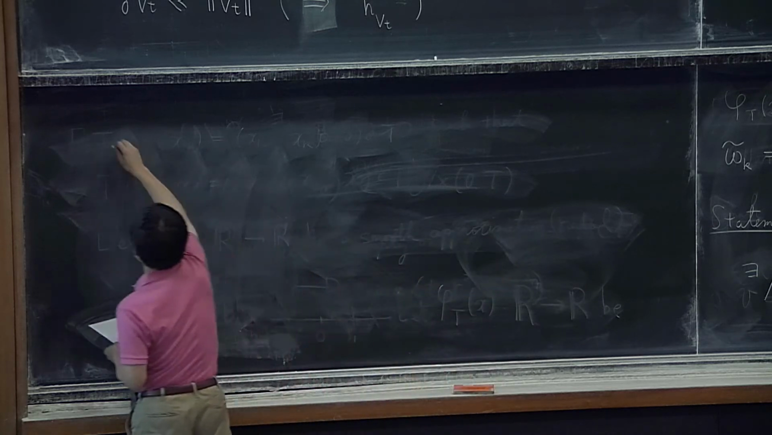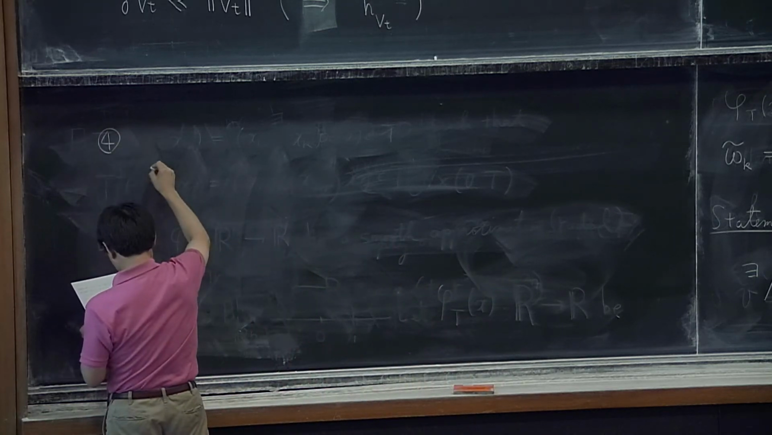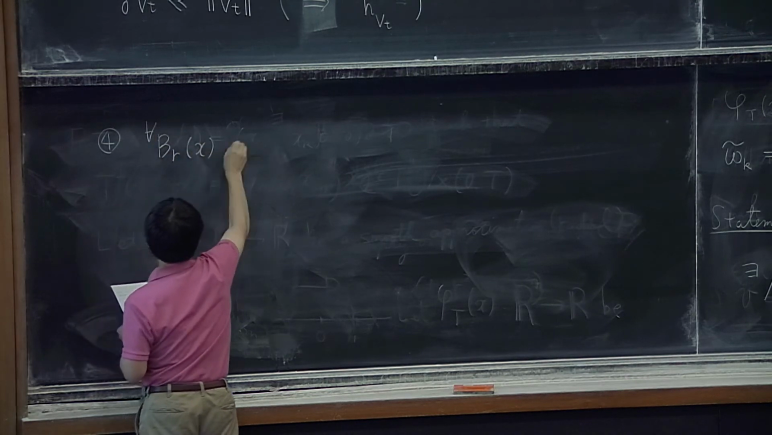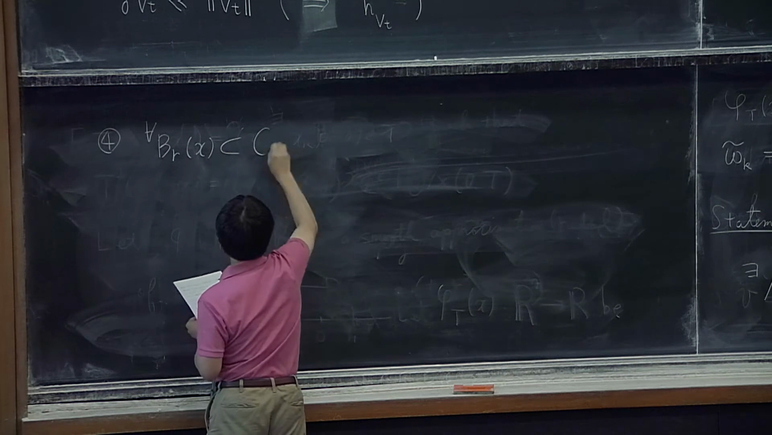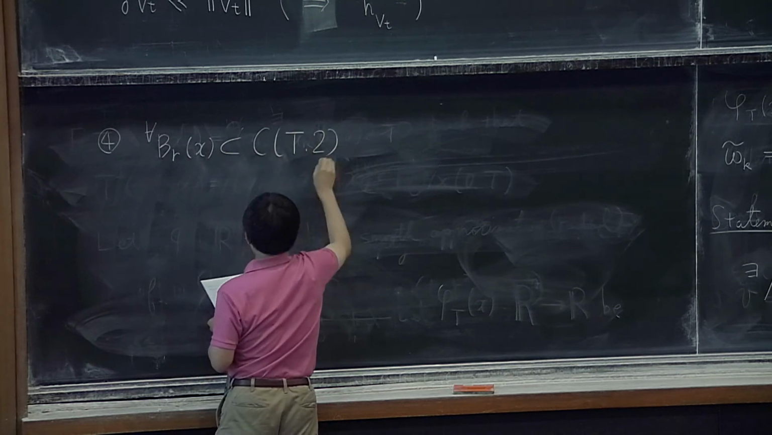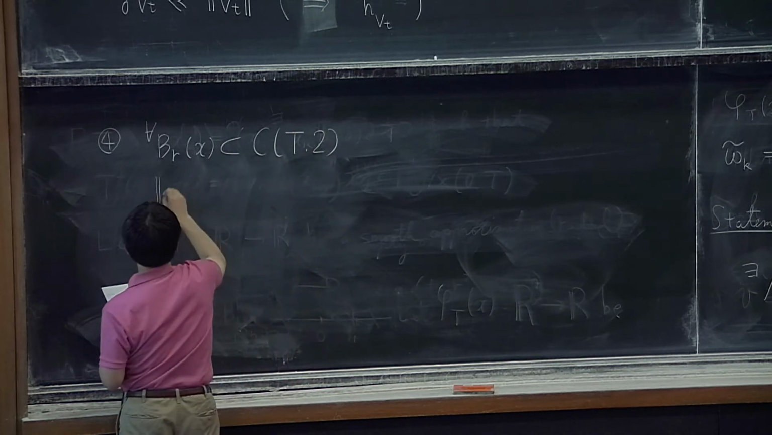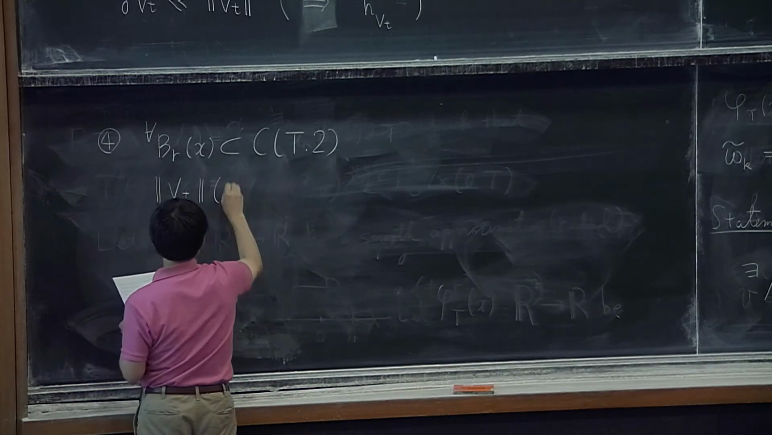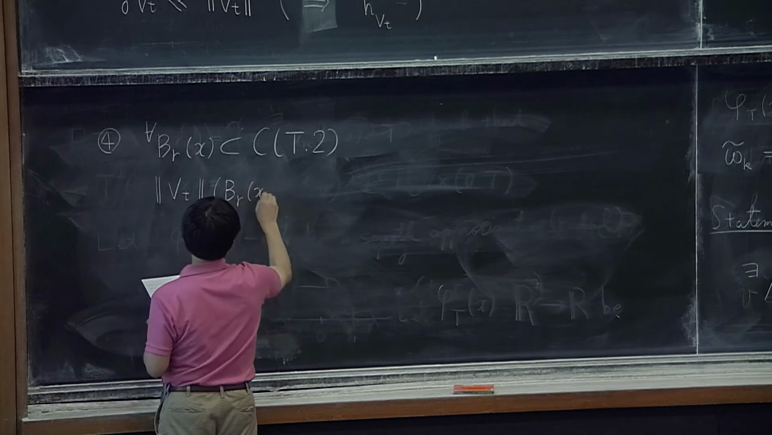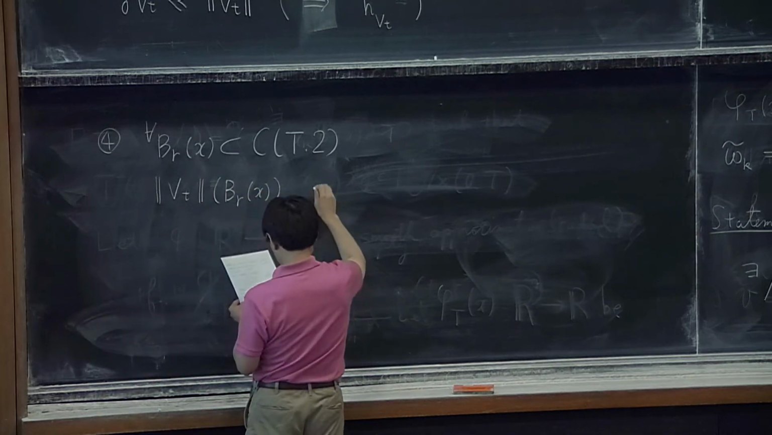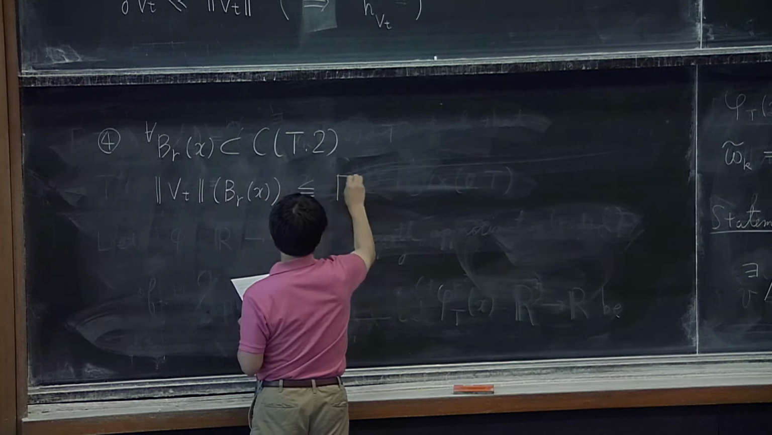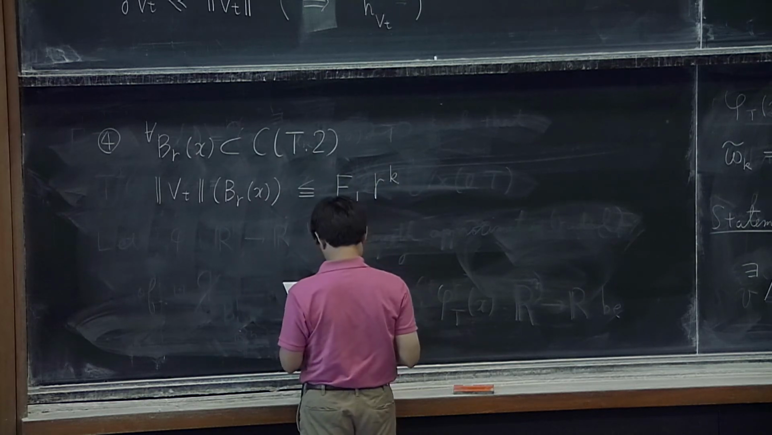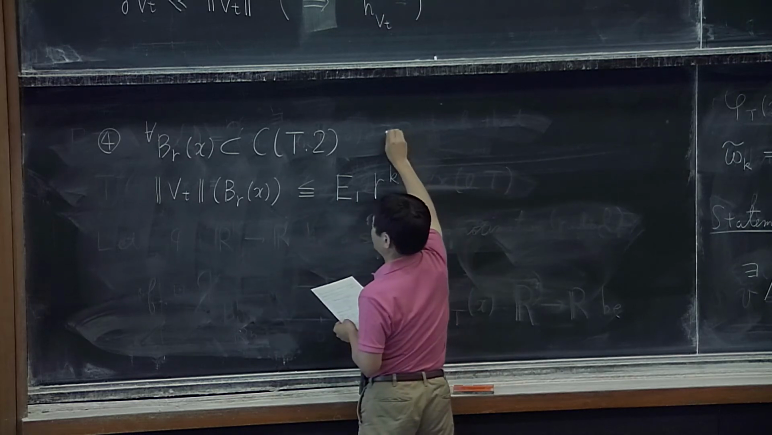So number 4 is, let's see, for any ball of radius r inside of the cylinder, we have this mass ratio bound, which is less than or equal to E1 r to the k. Okay. For, I guess, for any t.